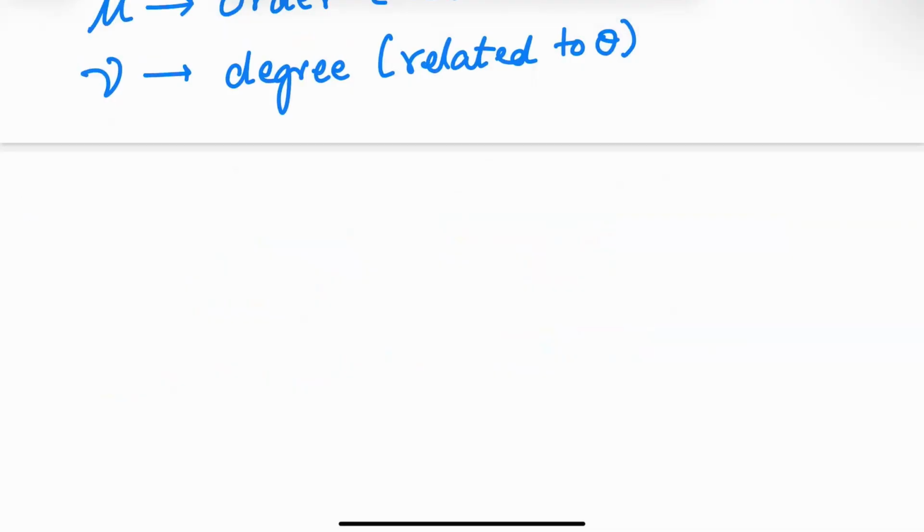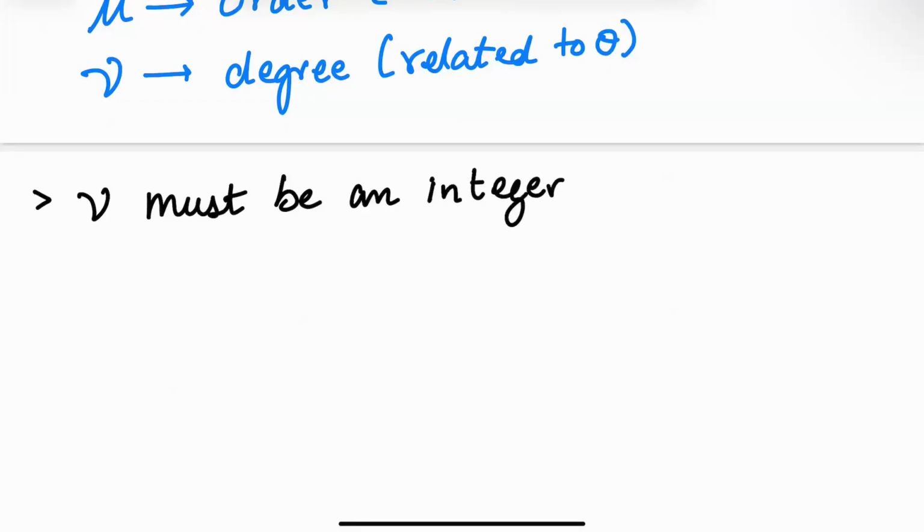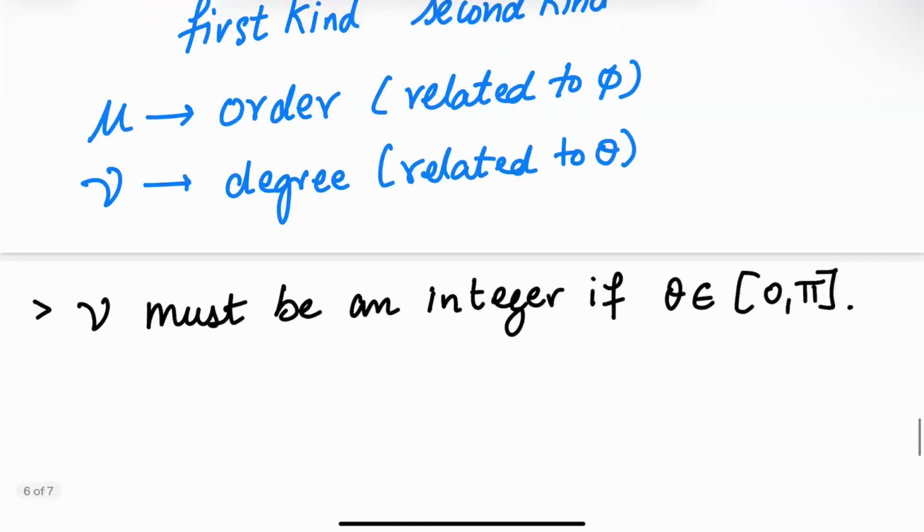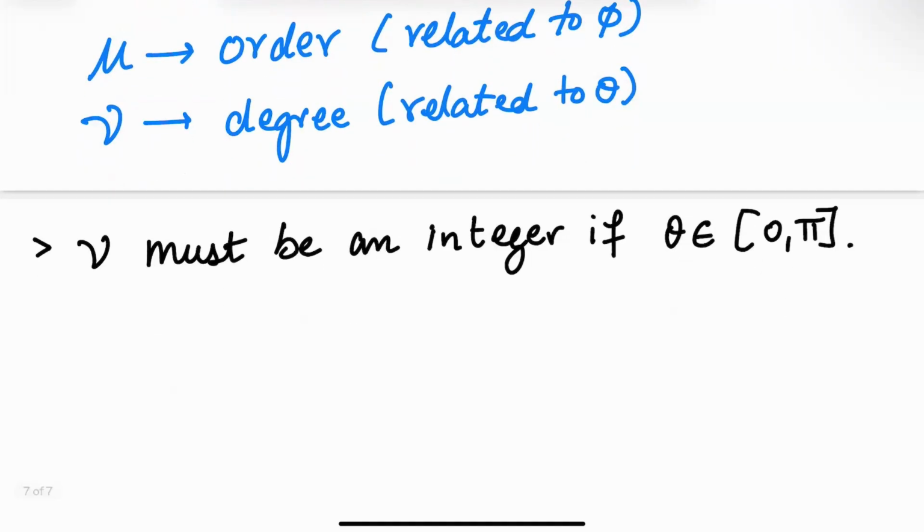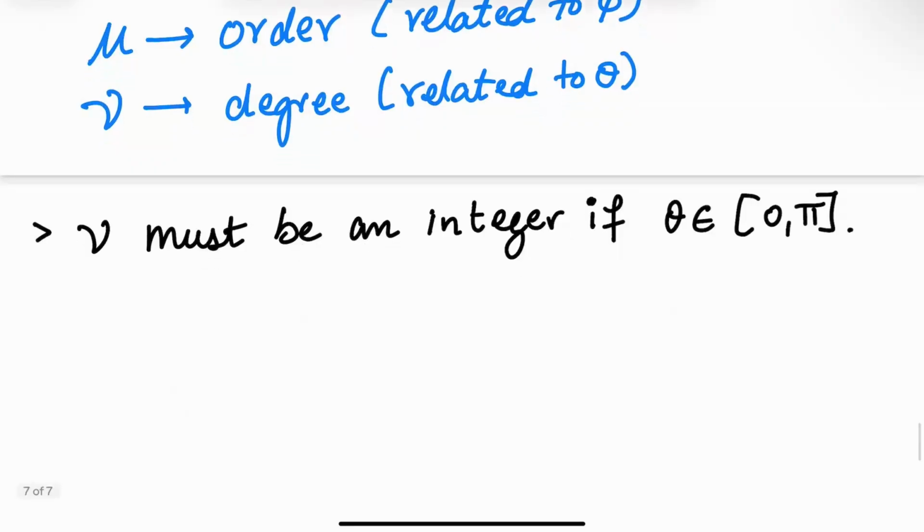So mu must be an integer if theta belongs to 0 to pi. Essentially I'm asserting that if theta is over the entire domain, which contains all angles from 0 to pi, and theta is the polar angle, then mu must be an integer. Why is that? It's not as simple as the case for the azimuthal one, where we saw that for periodicity in phi, we need to enforce that mu must be an integer. In this case, the reasoning is a little bit more complicated.